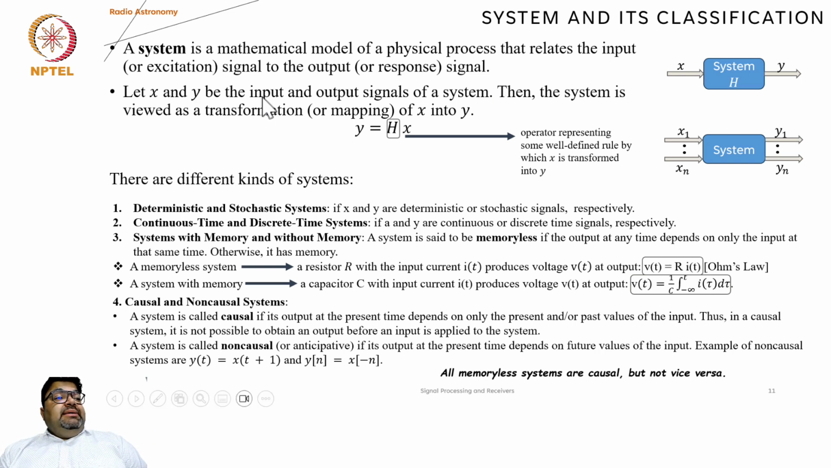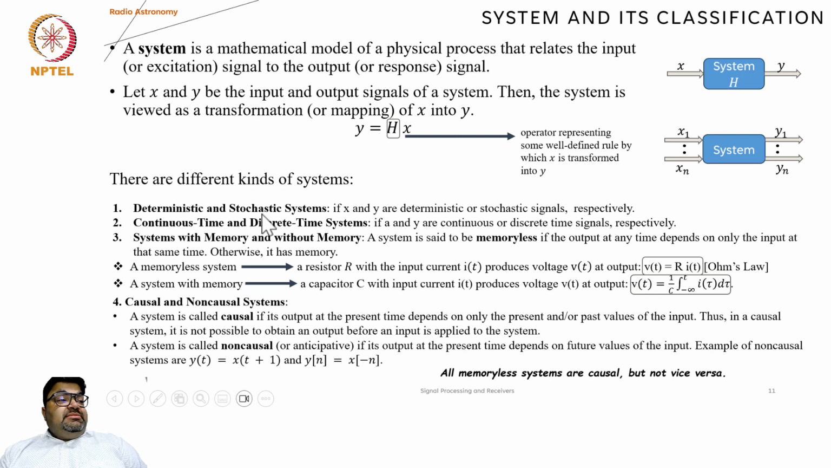Let x and y be the input and output signals of a system. Then the system is viewed as a transformation or mapping of x into y. So x is the input, y is the output, and H is some kind of an operator which defines the system, which operates on the signal itself. Either receives it, amplifies it, or does some operations like filtering, mixing, etc., which will come soon.